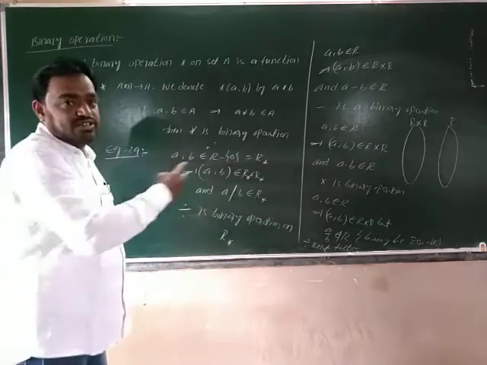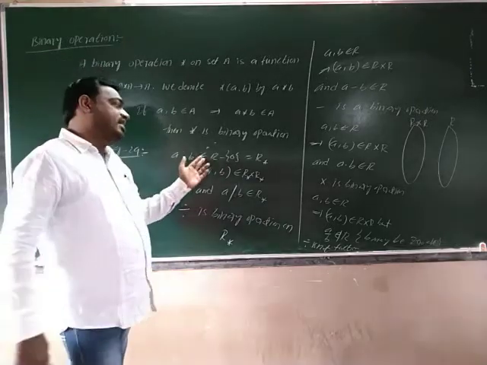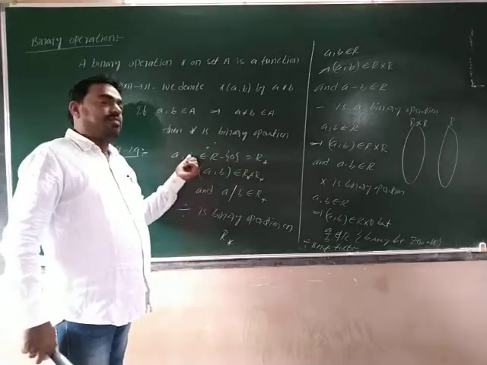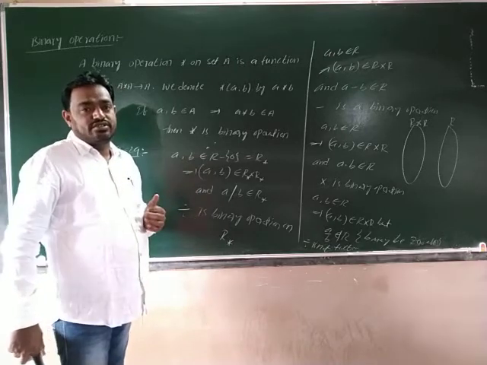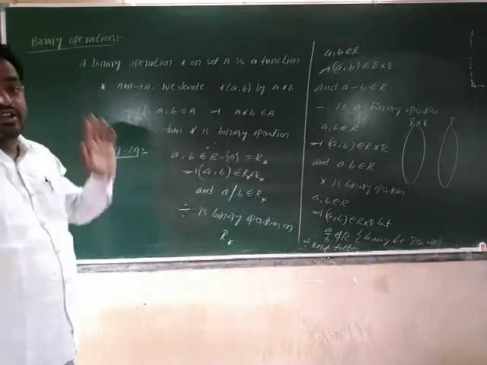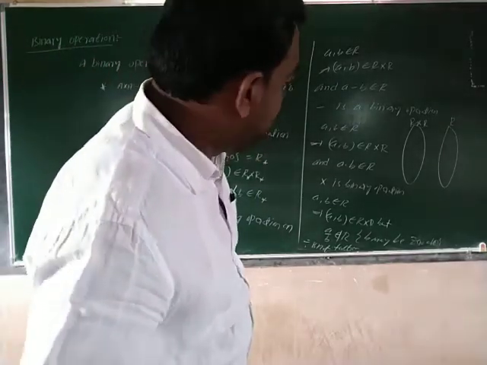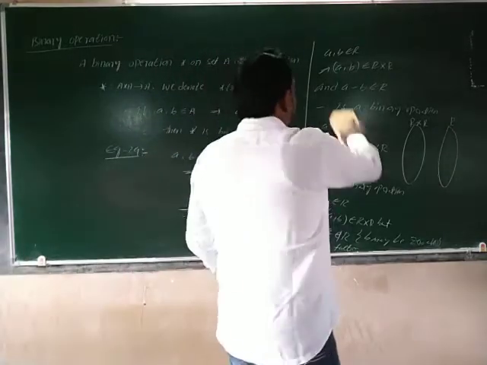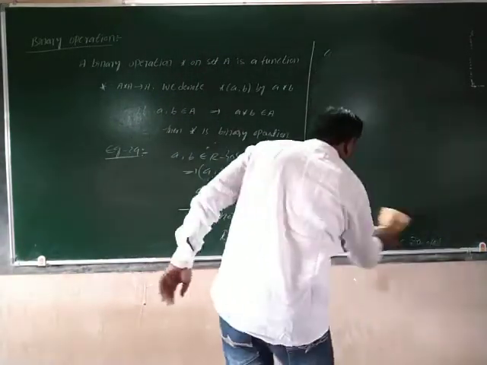That means non-zero real numbers. If R is the non-zero real numbers, the division is a binary operation. Understood? So this is the definition of binary operation. Don't get confused, it is very simple.